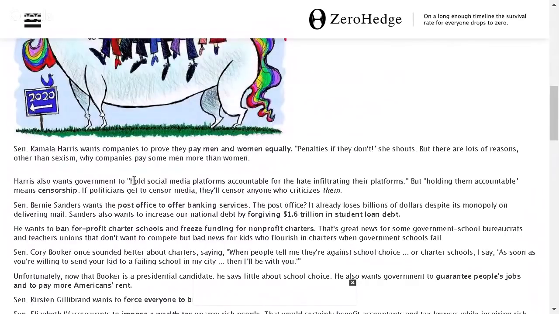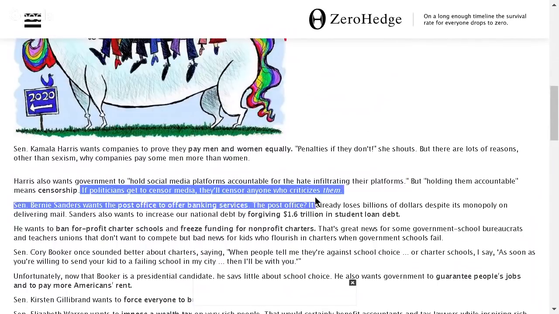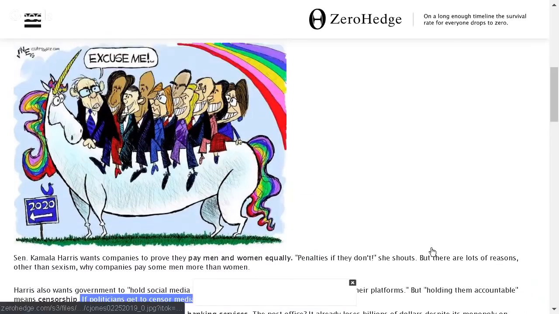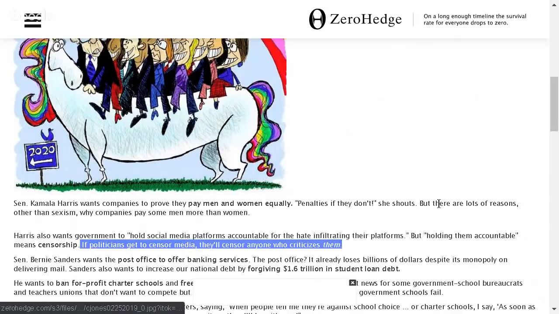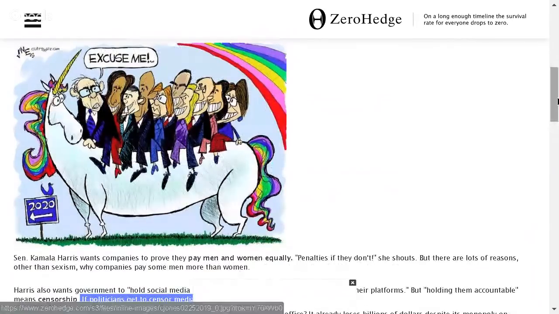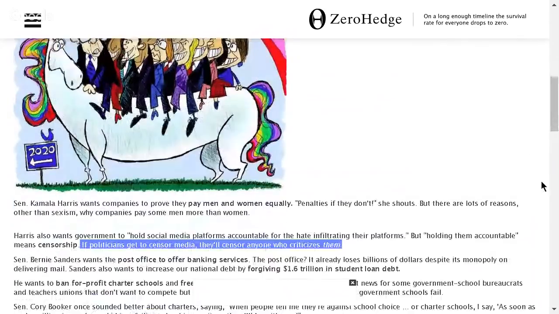Hold social media platforms accountable for the hate infiltrating their platforms, which means censorship, which if politicians get to censor media, they'll censor anyone who criticizes them. And guess what? I used to be a Democrat. I'm an independent now. I don't identify to any political party because they're all junk. But part of the reason why I was anti-Republican in the 80s and 90s is because the Republicans were trying to censor things. And that angered me greatly.